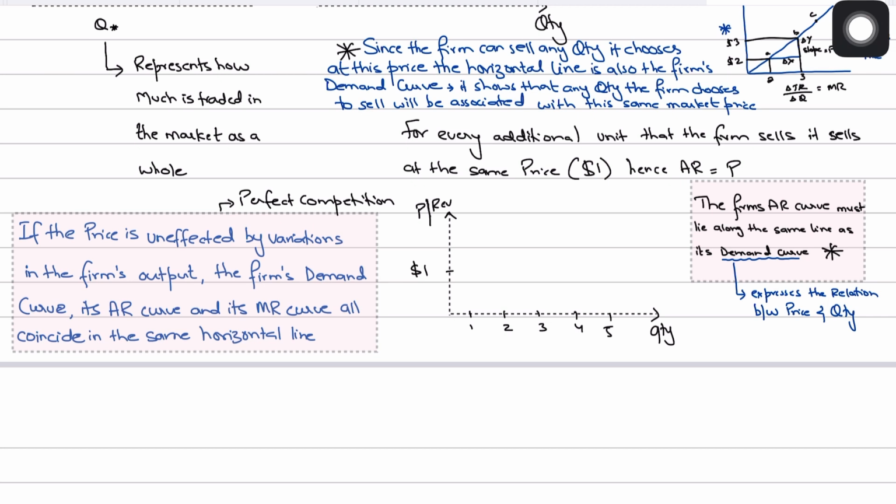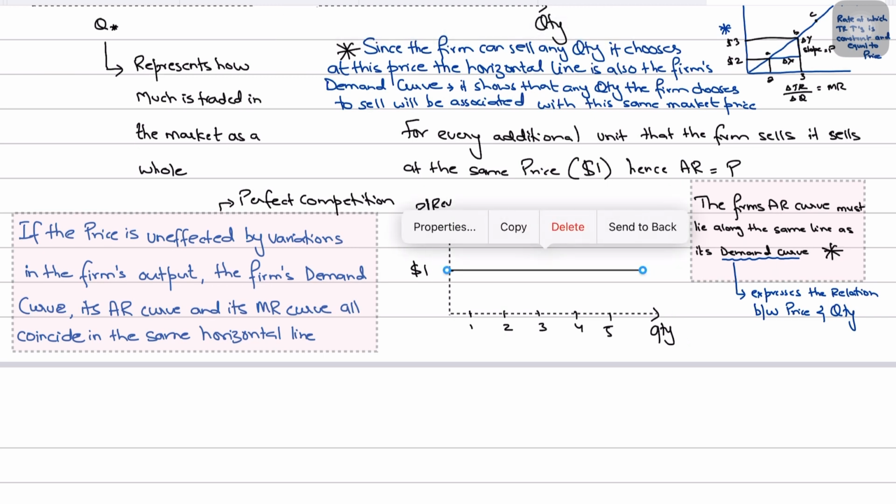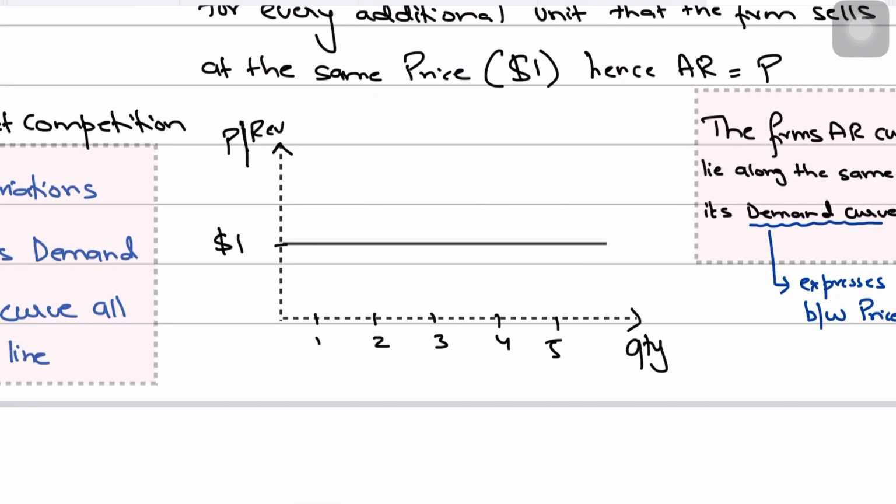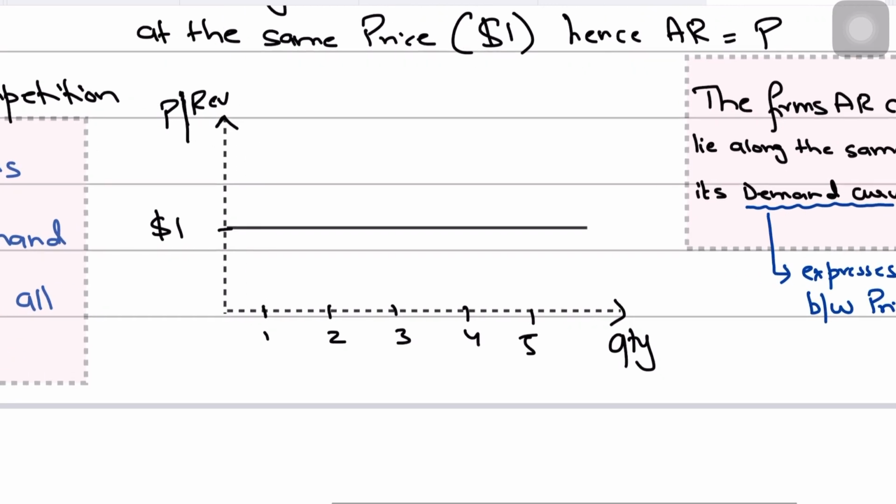So for this entire range of output, the average revenue is $1, which is equal to the price. So that gives us a horizontal straight average revenue curve. And since average revenue is equal to the price, if price is measured on the vertical axis and the quantity on the horizontal axis, then we know from our previous study that the relationship between price and quantity is established by the demand curve.